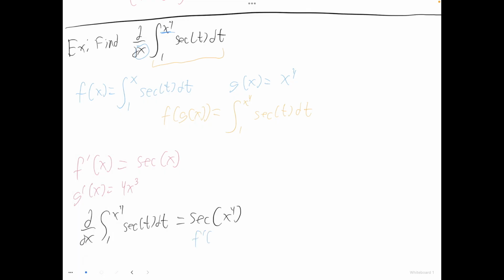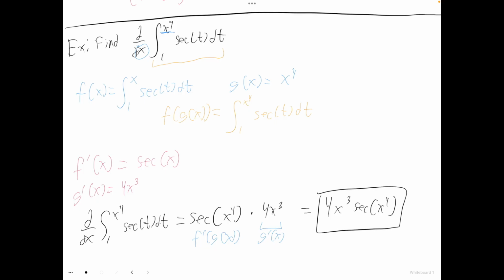So this is f prime of g of x. And then I multiply that by g prime, which is 4x cubed. And this is g prime of x. And so we've just used the chain rule to get that the derivative is 4x cubed secant of x to the 4th.